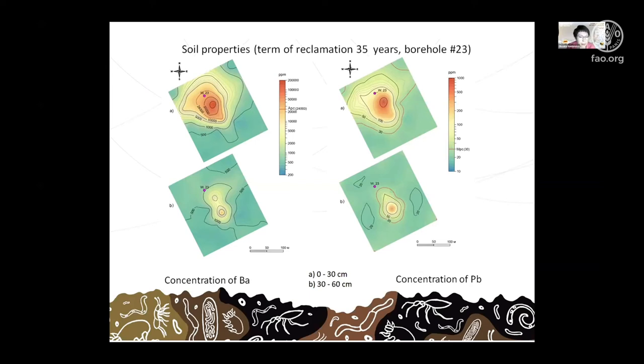The soil has an elevated concentration of heavy metals, especially barium and lead, derived from drilling fluids. The highest concentration of them was detected in the center of the former drilling pad.